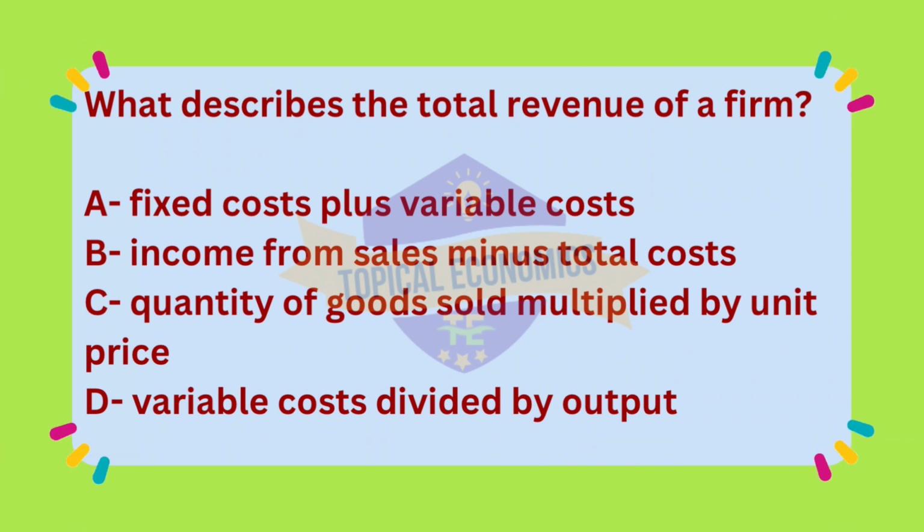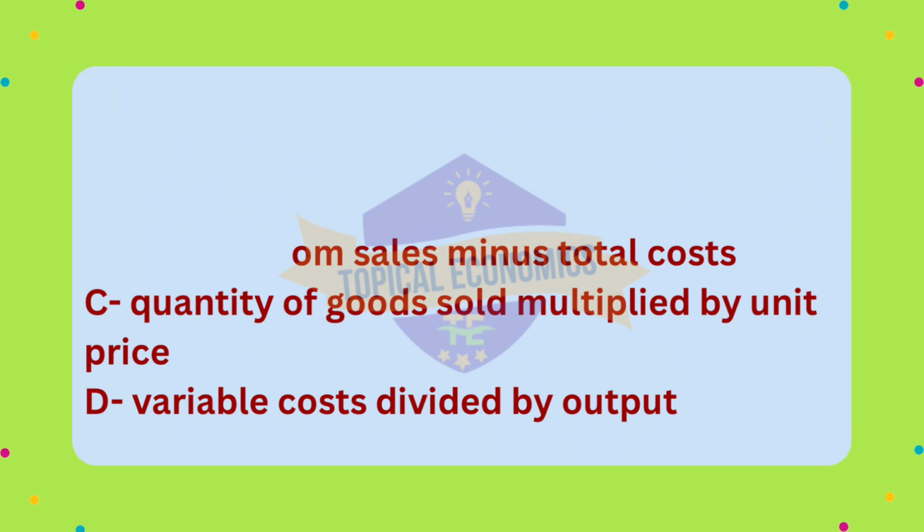Next, option B, income from sales minus total costs, defines profit, not revenue. Profit is the difference between total revenue and total costs. Lastly, option D, variable costs divided by output, represents average variable cost, not total revenue. Average variable cost is the variable cost per unit of output.